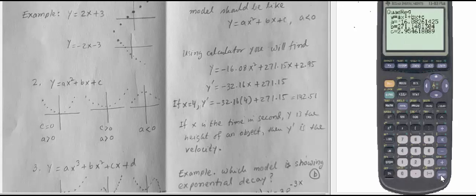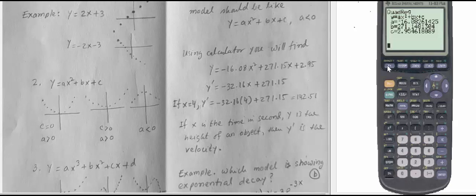Now you can see it's showing you y equals ax squared plus bx plus c. Your a value is negative 16.08, I'm taking 2 decimals. b is 271.115, right? And then c is 2.9546, I take 2.95. So that's my model.